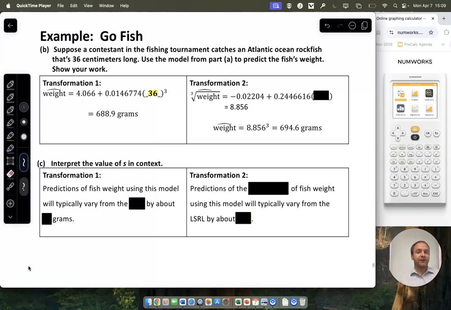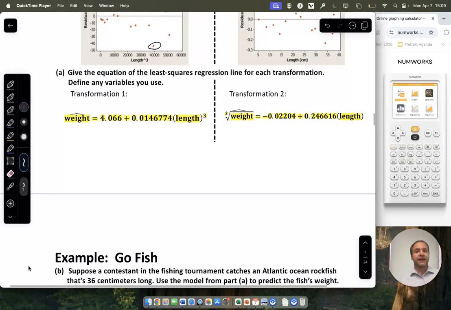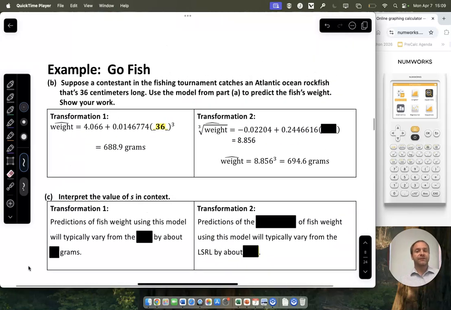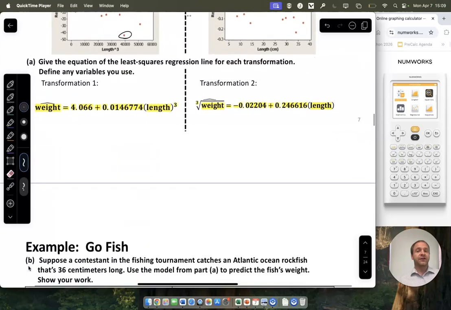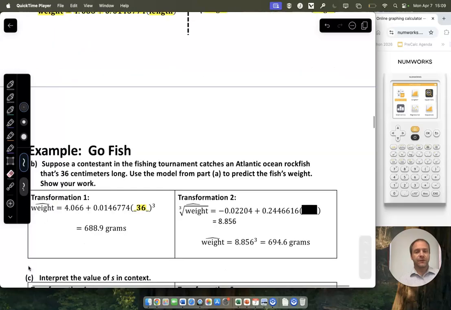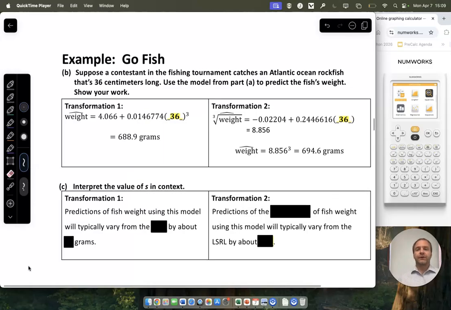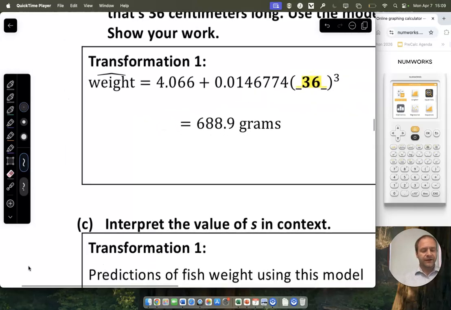But in this case, remember, you go back above, it was length cubed. So I have 36 cubed. For transformation 2, it is the cube root of weight hat, and length is the x. So I just plug in 36 here. And what I need to realize in this case is what's really going on. What's going on here is straight order of operations on the right-hand side.